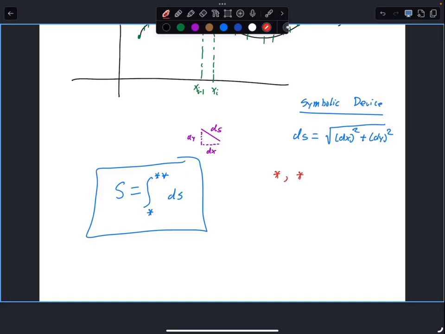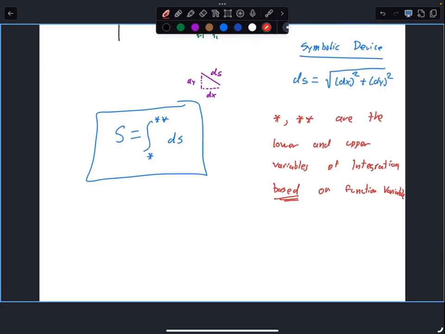Star and star star are the lower and upper variables of integration, based on the function's variable.